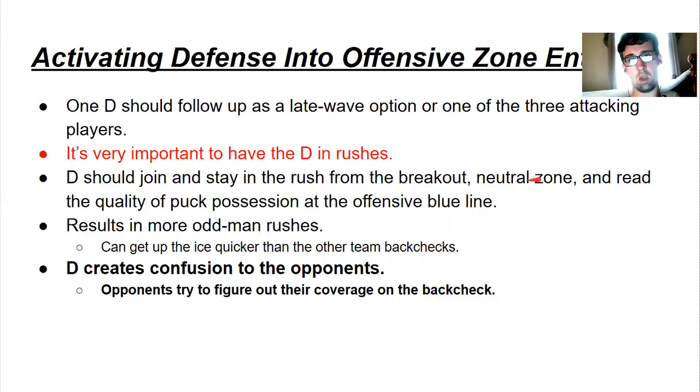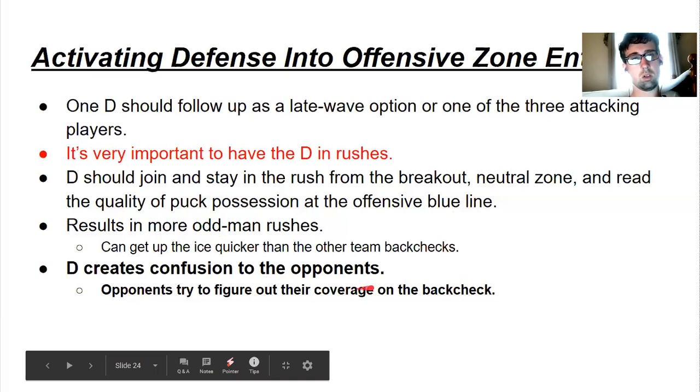Neutral zone and the quality of puck possession at the offensive blue line results in more odd man rushes. Can get up the ice quicker than the other team backchecks. D creates confusion for the opponents. Opponents try to figure out their coverage on the backcheck.